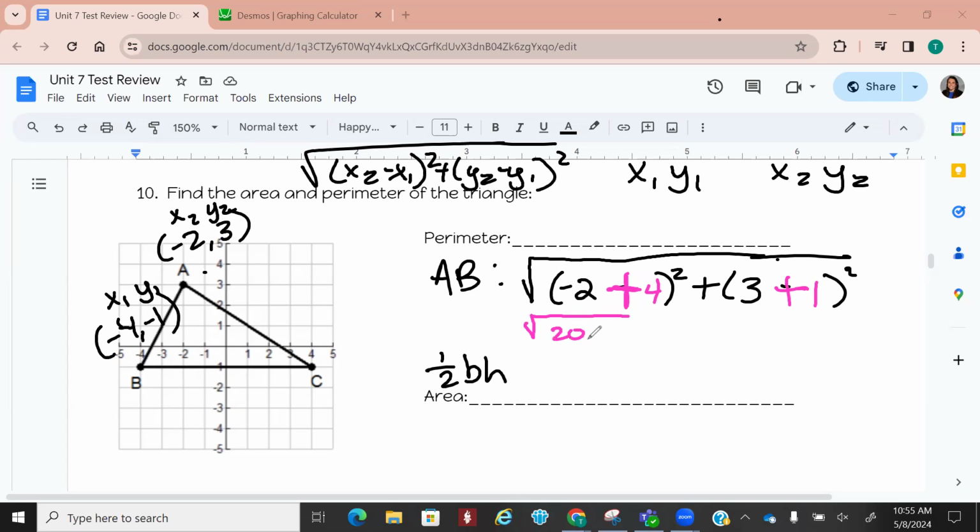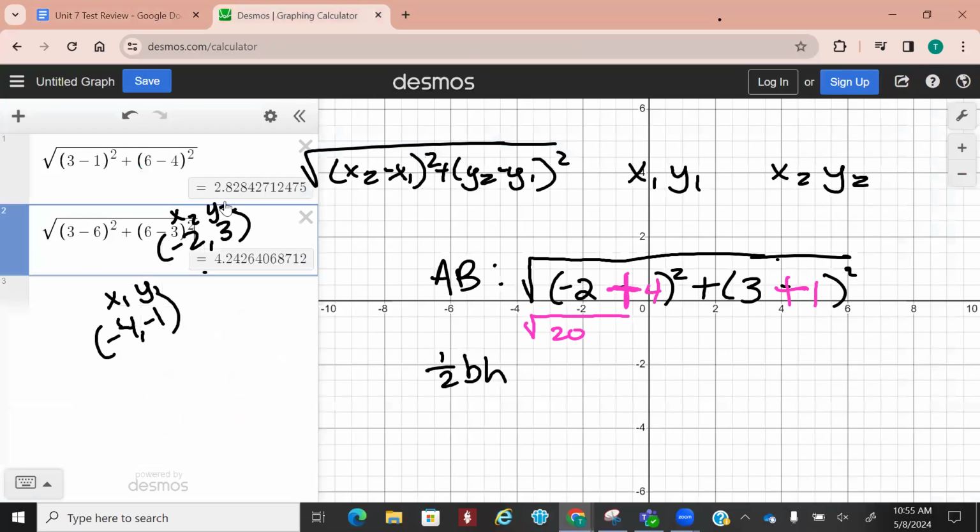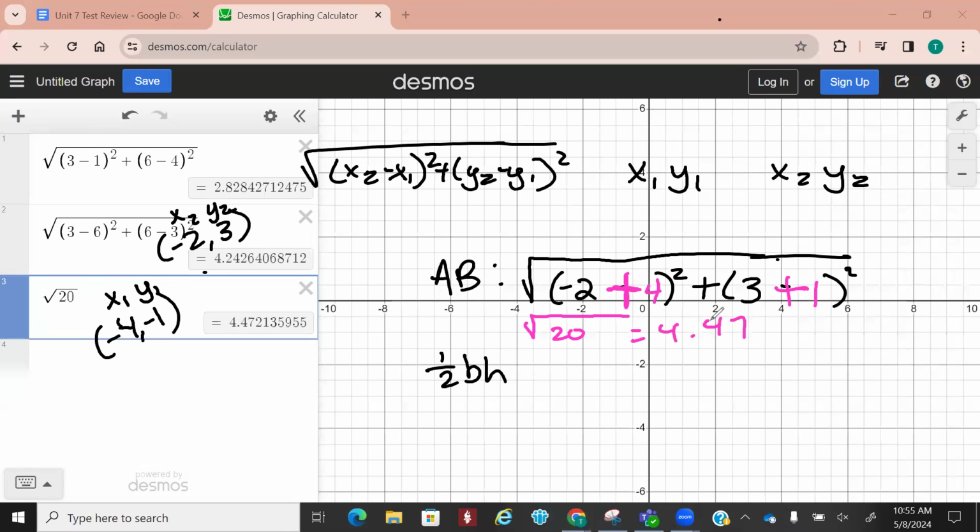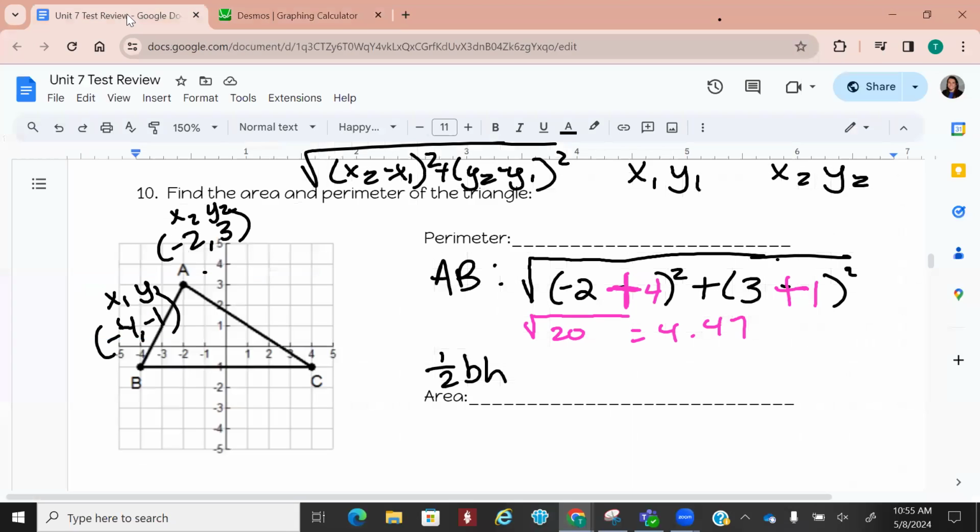You're going to get the square root of 20, or if you put it in decimal form, that's fine. It's still going to give you 4.47. Does everybody see where I got that from? You have to do it.